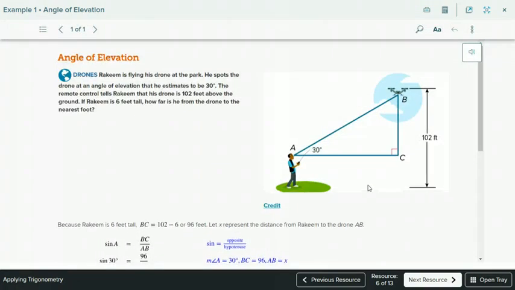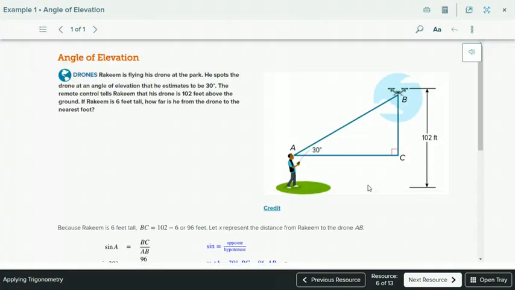Okay, so drones. Rakeem, I think that's how you pronounce it, is flying his drone at the park. He spots the drone at an angle of elevation that he estimates to be 30 degrees. The remote control tells Rakeem that his drone is 102 feet above the ground. If Rakeem is 6 feet tall, how far is he from the drone to the nearest foot?